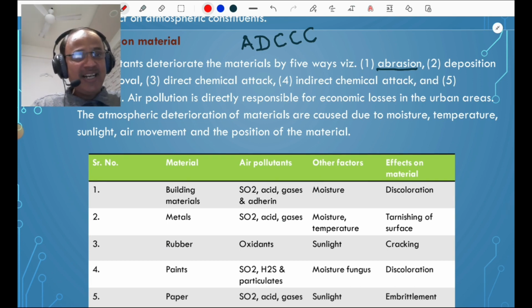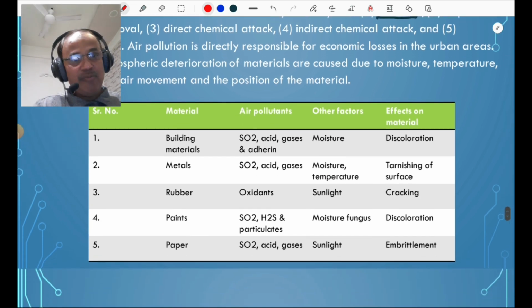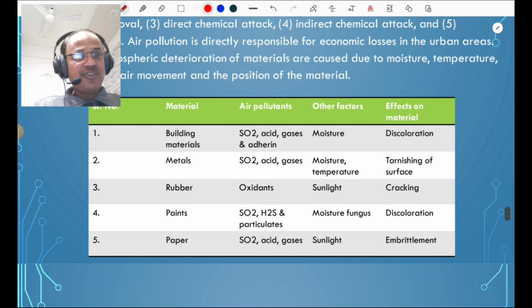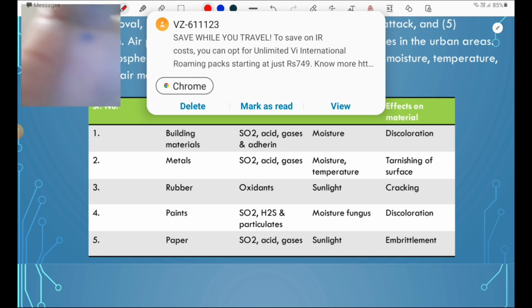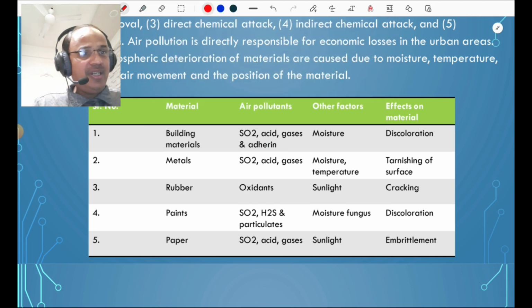Then, building material: the air pollutants are SO2, acid gases and iodine. Other factors are moisture, and the effect on the material is discolorization. For metal, the air pollutants are SO2 gases, etc., and the effect on the material is tarnishing of the surface. The other factors are moisture and temperature. For rubber, oxidants play the major role as an air pollutant. The other factor is sunlight, and the effect on the material observed is cracking of the rubber.